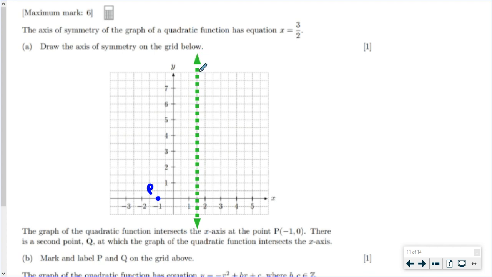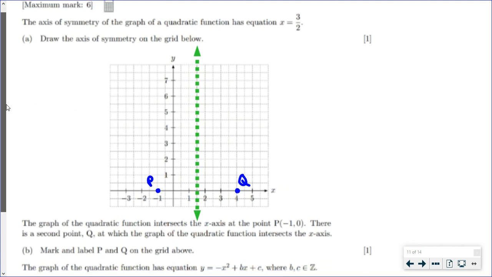Okay, now we use this axis of symmetry. The axis of symmetry is a mirror for quadratics, right? So if I have a point 2.5 units to the left on the x-axis, I also have to have a point 2.5 to the right, which would be here at 4. Does that make sense? All right, so that's my Q.